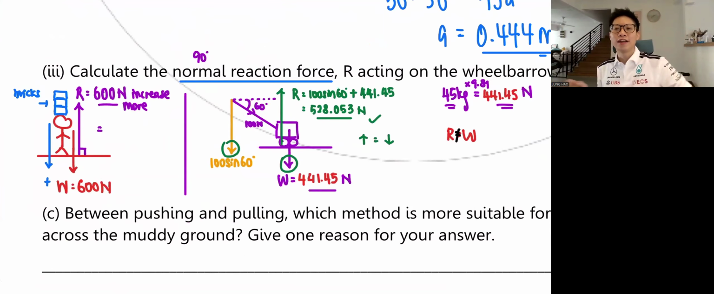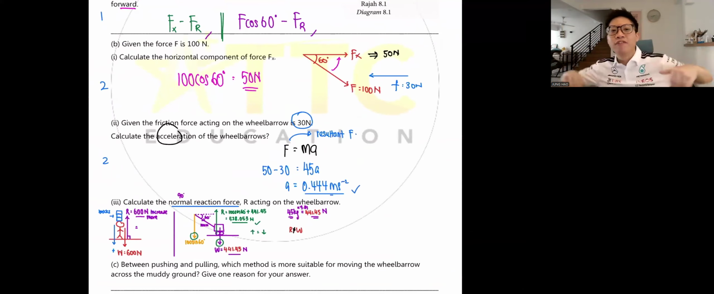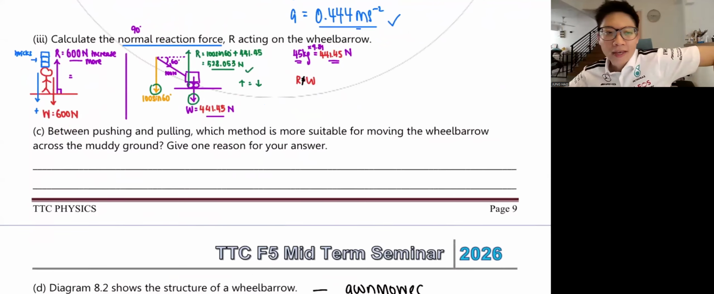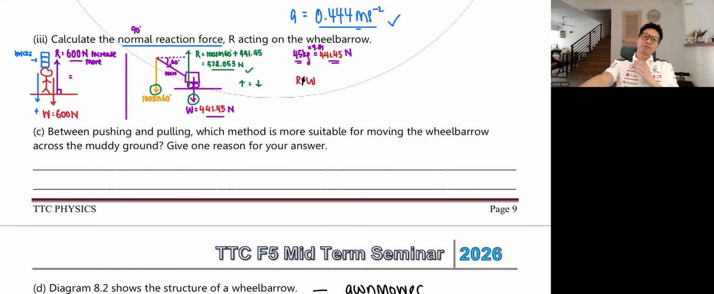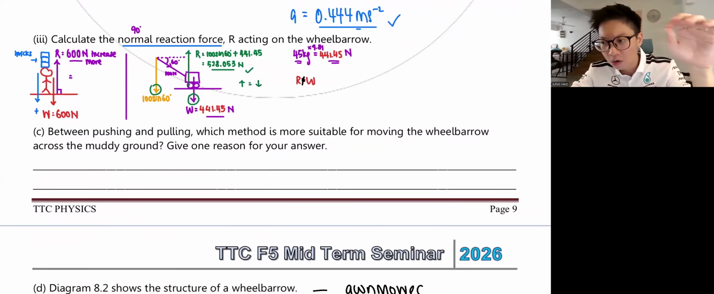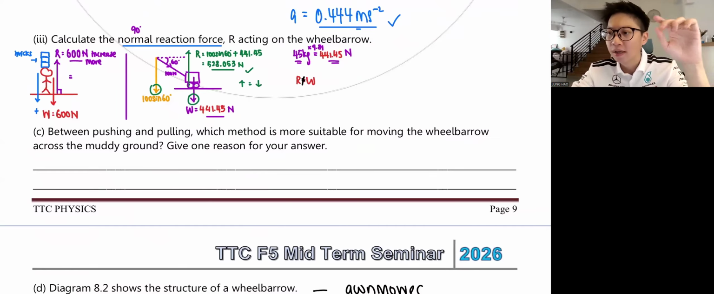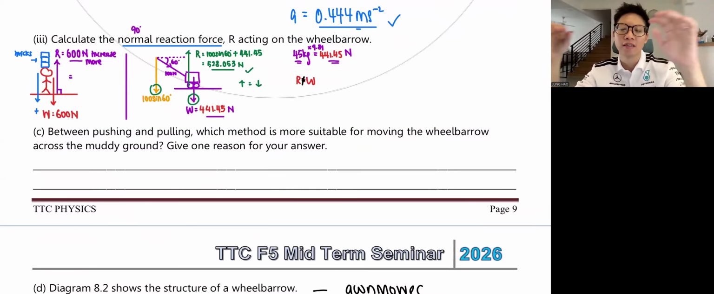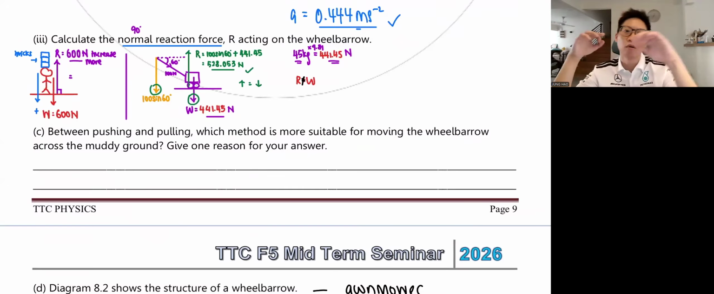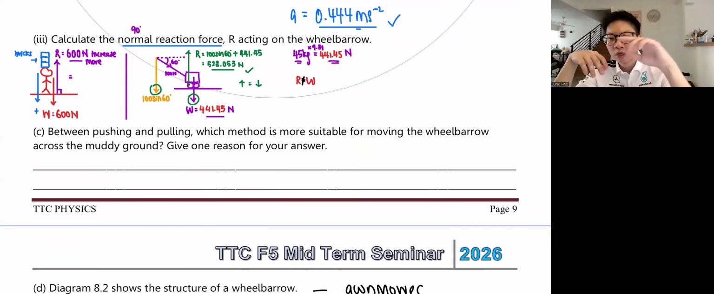All right. So we warmed up with the calculation already. Now we're going to talk about the theory. Between pushing and pulling, which method is more suitable for moving the wheelbarrow across the muddy ground? Give one reason for your answer. So if we want to get this trolley across, should I be pushing the trolley or pulling the trolley?